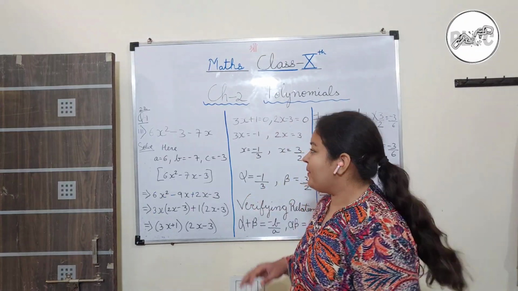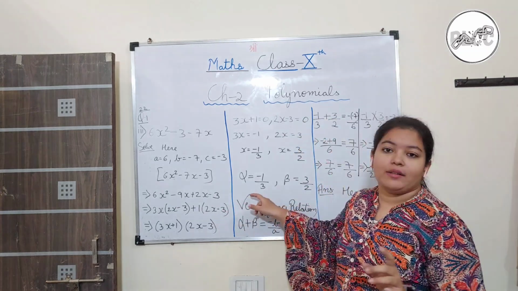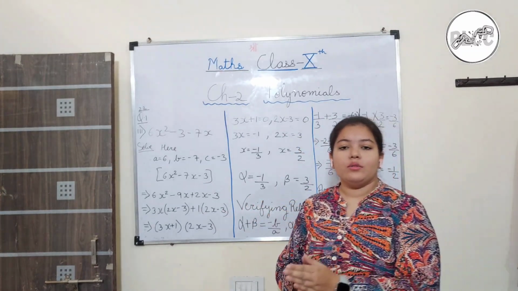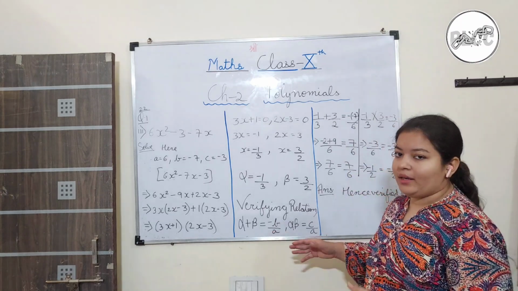The question number 1 says to find the zeros of the polynomial. Here we have to find the zeros of the polynomial, alpha and beta, and also verify the relation between the sum and product of the zeros. So we have done that. Let me explain you one by one.